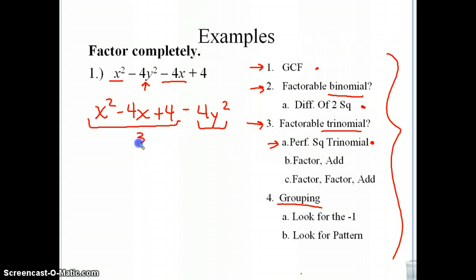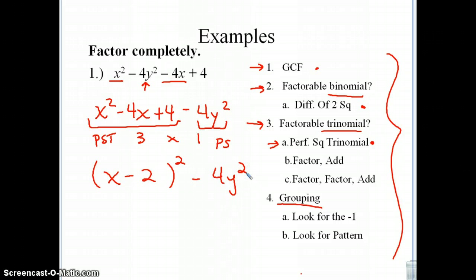So I've grouped this as a 3 by 1. A 3 by 1 perfect square trinomial is here. And I have a perfect square over here. So when I do the perfect square trinomial, I end up with x minus 2 the quantity squared minus 4y squared. And this is very nice.